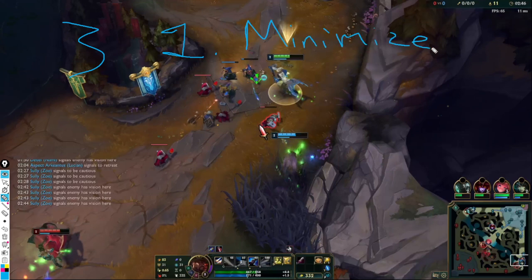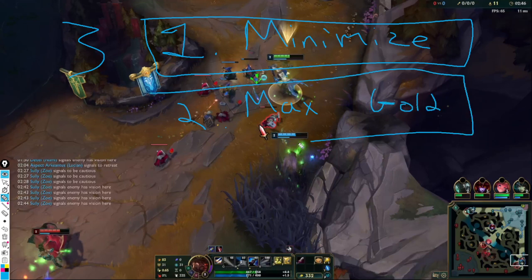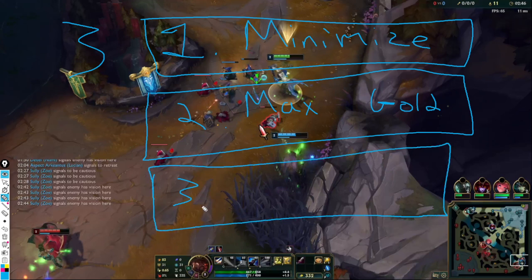So I really did not want to die this game. The other learning objective I had was to maximize gold. So I want to not die, but maximize gold. And then the last thing that I was trying to do is bait jungle. So this is all stuff that I learned from Saber on YouTube when he did his do not interact guide, where you minimize a lot of your deaths.